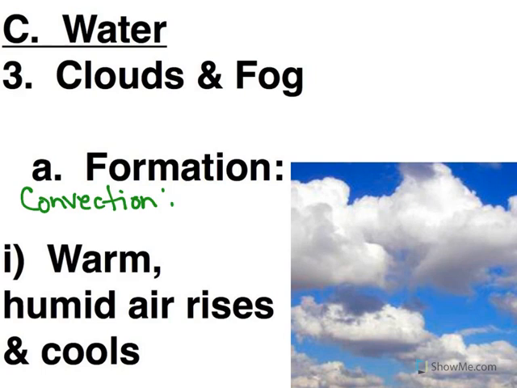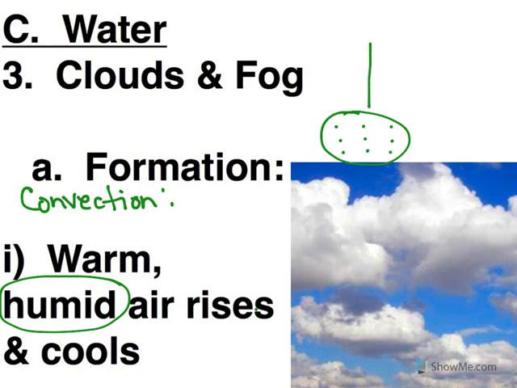So when you have warm air, we know it's going to rise. Well, if there is moisture in that air, that is going to help lead to the formation of a cloud. So we have our nice warm air mass, so it's going to be large, and we're going to have some water molecules in there, and it's going to rise upward.